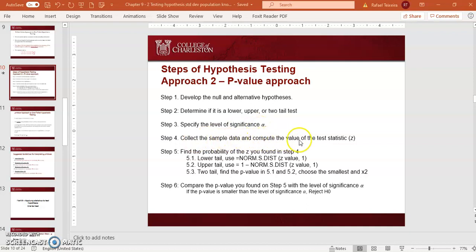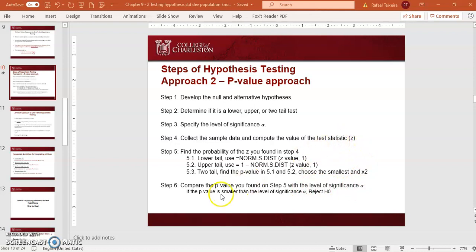You don't have to do anything with the level of significance alpha this time. Collect the sample data and compute the value of the test statistic. Find the probability of the z you found in this step. If it's a lower tail, you're going to use this formula. If it is upper tail, you're going to use this formula. If it's two tail, you find the p-value in this lower tail and in this upper tail. Choose the smallest value and multiply by 2. Compare the value found on step 5 with the level of significance you have here.